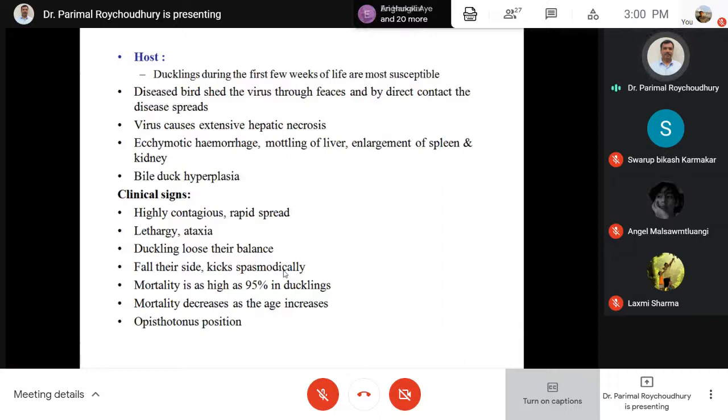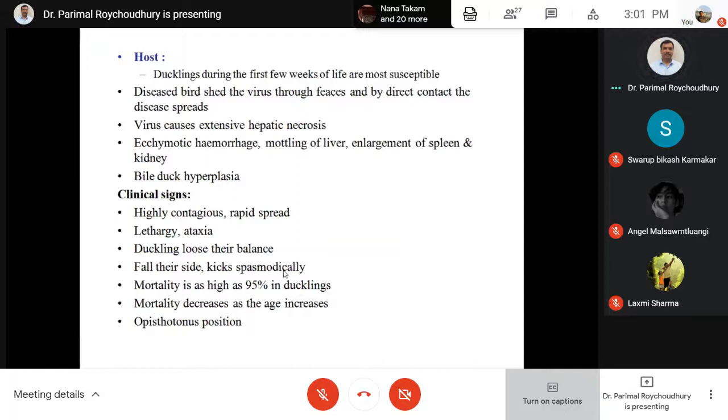The infected birds excrete the virus, and the adult birds may harbor it in their intestines, and they become a source of infection, and direct contact leads to the outbreak. Once the virus infects the ducklings, the main lesions we can see are in the liver. Extensive hepatic necrosis occurs, and that leads to sudden death. Even within 8 hours of infection, there are records that the ducklings die from severe hepatic necrosis.